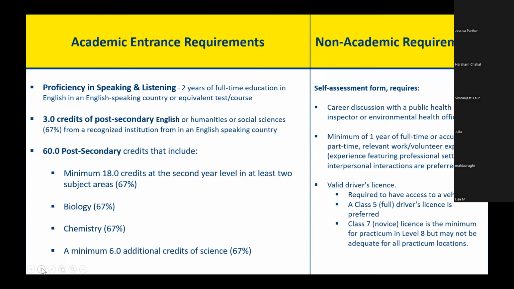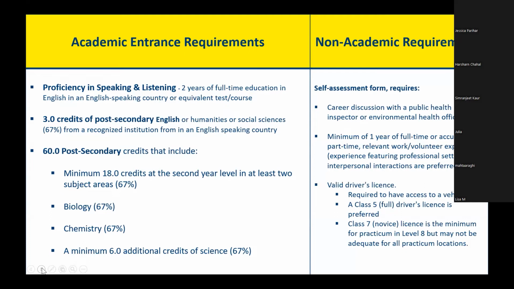So here's an overview of our entrance requirements. So proficiency in speaking and listening English, of course. So we're asking for at least 2 years of full-time education in English in an English-speaking country or equivalent test or course. 3 credits of post-secondary English or humanities or social sciences, so at least 67% from a recognized institution from an English-speaking country, and then 60 post-secondary credits. So that can include at least 18 credits at a second-year level in at least 2 subjects. We need a biology course, we need a chemistry course, and then 6 additional credits of science. So it could be biology, could be chemistry, could be physics, etc.